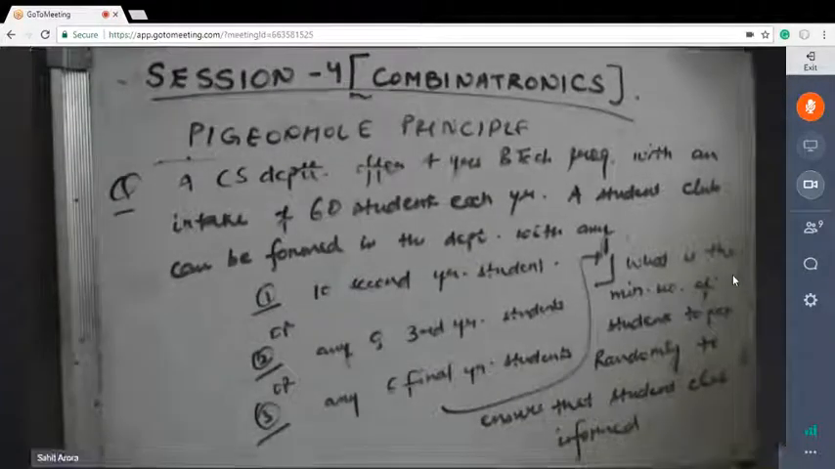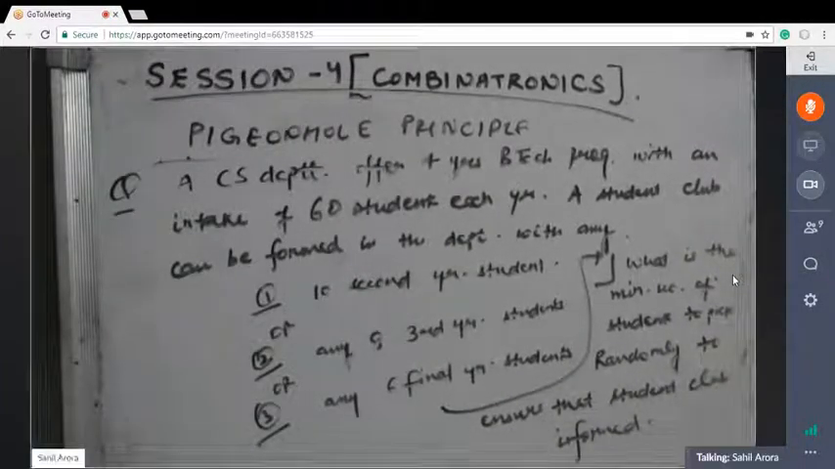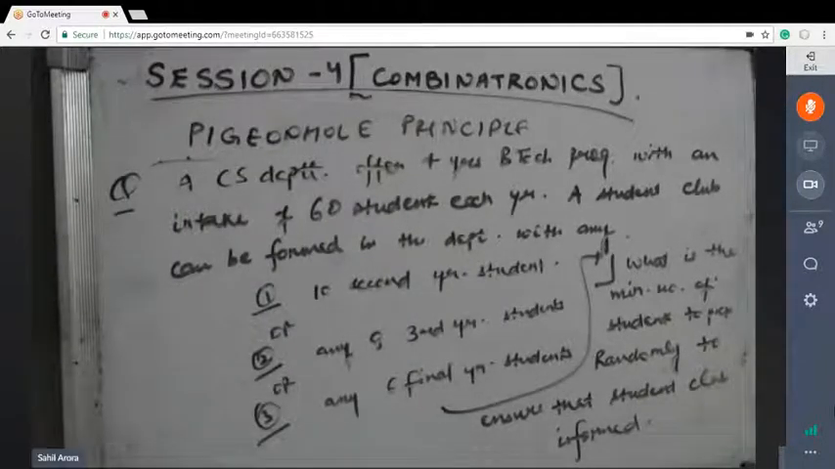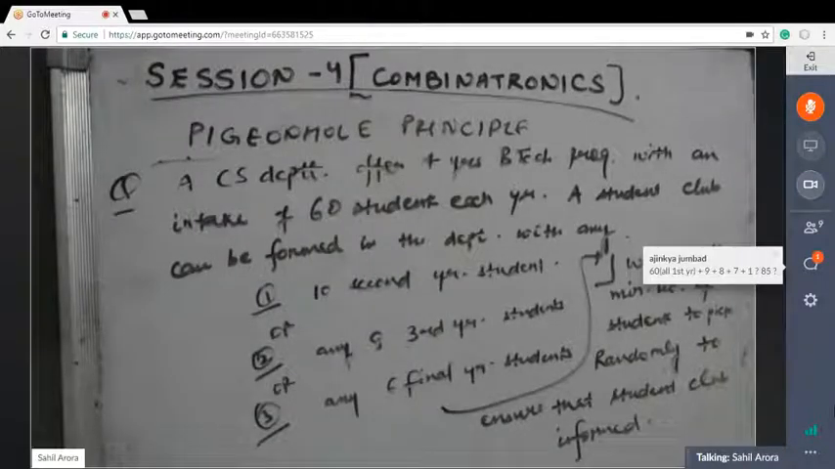So the question says, a CS department offers a 4 years BTech program with an intake of 60 students each year. A student club can be formed with any 10 second year students, any 8 third year students, or any 6 final year students. We need the minimum number of students to pick randomly to ensure that the student club is formed. Anybody can try it. Again, it is based upon the concept from the previous question.